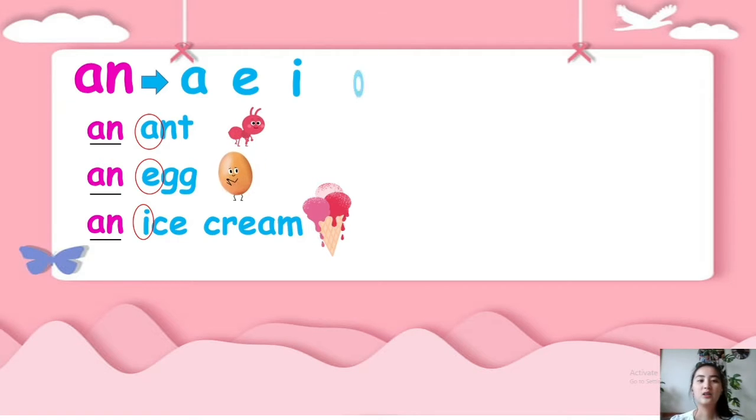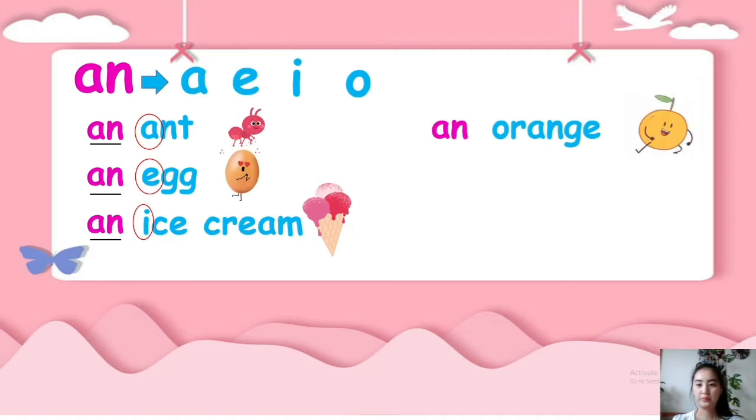Next, we use an for words that start with letter O. Example, an orange. Orange starts with letter O. That's why we use the article an orange.